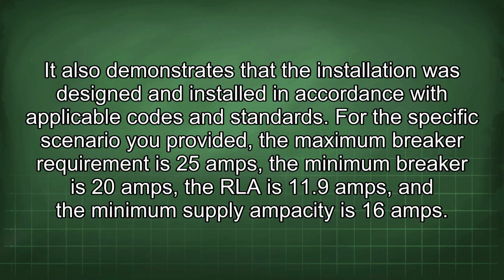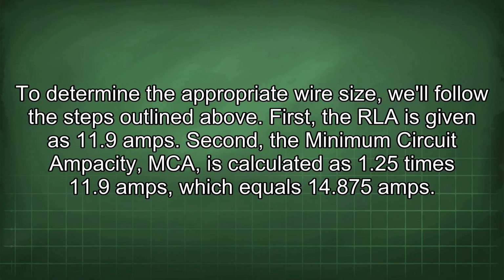For the specific scenario you provided, the maximum breaker requirement is 25 amps, the minimum breaker is 20 amps, the RLA is 11.9 amps, and the minimum supply ampacity is 16 amps. To determine the appropriate wire size, we'll follow the steps outlined above. First, the RLA is given as 11.9 amps.